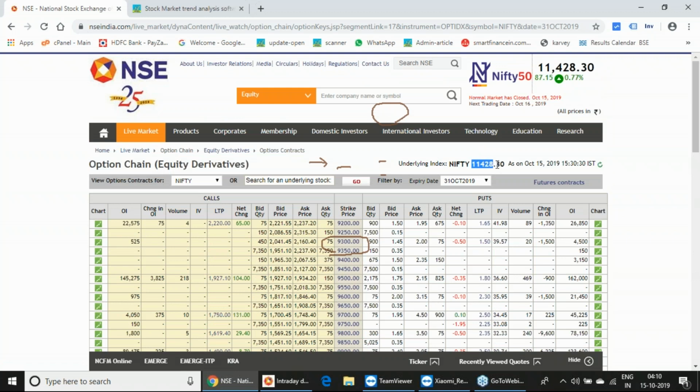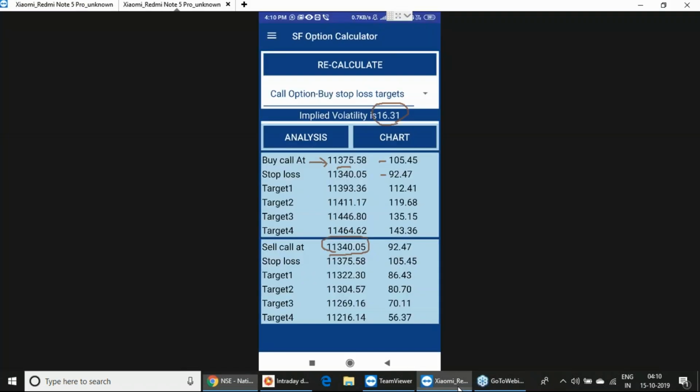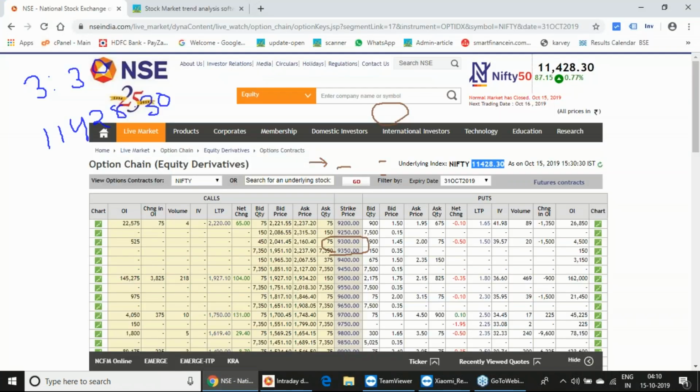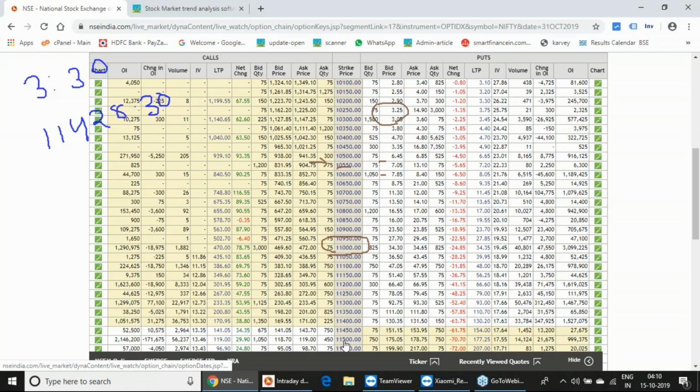So at day end we are getting the Nifty spot as 11,428.3. This is what the Nifty has given at day end, 3:30 time of 15th of October. 11,428.3 is the price you have achieved towards the end of the day, and the option which we have taken, the 11,500 call option, has ended at 119 rupees. So 119 rupees is what happened.